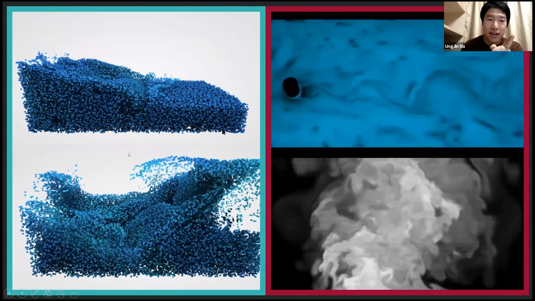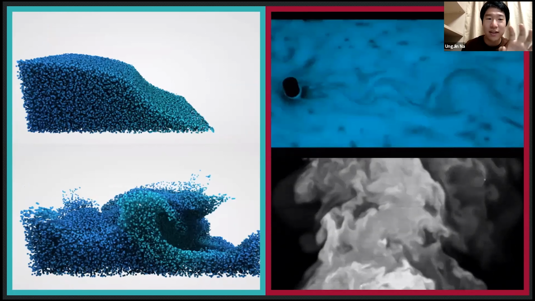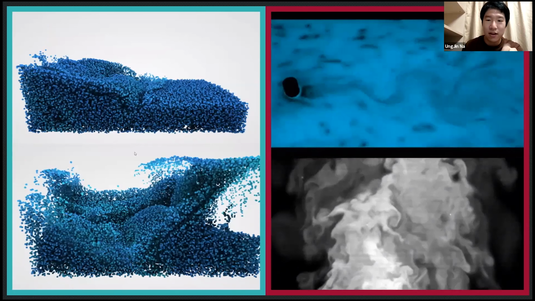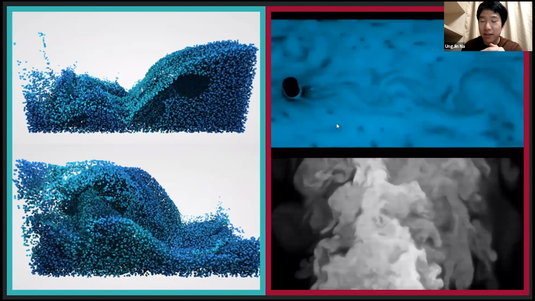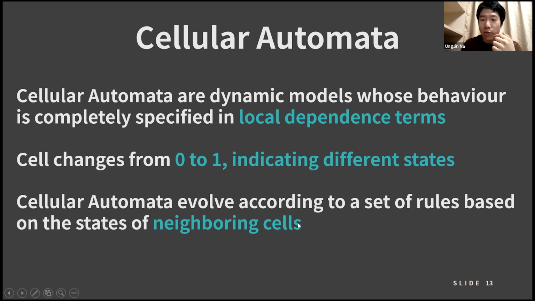So on the left side, you can see fluids behaving like particles. On the other side, you see complete continuum. So it evolves according to a set of rules based on the states of neighboring cells. It doesn't really have to consider long-range interactions. It just has to consider small scale and short scale interactions.